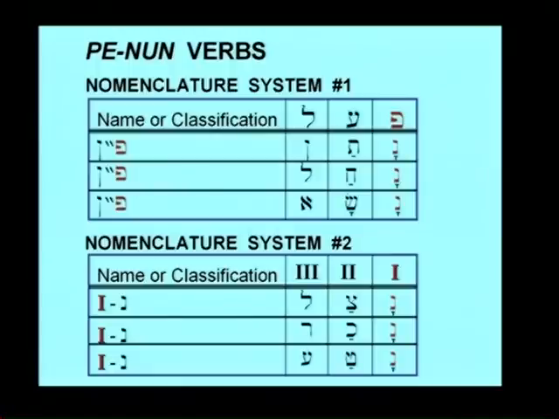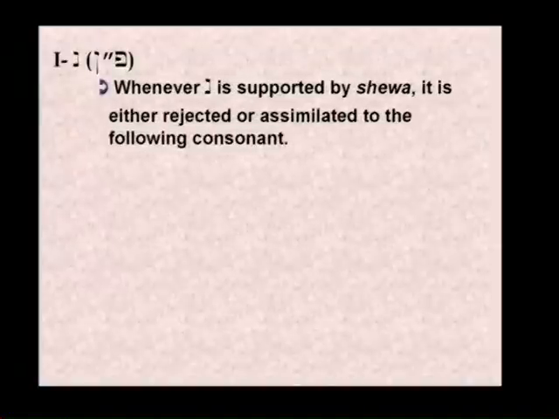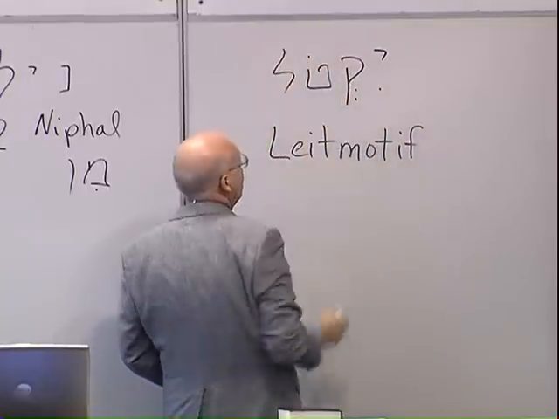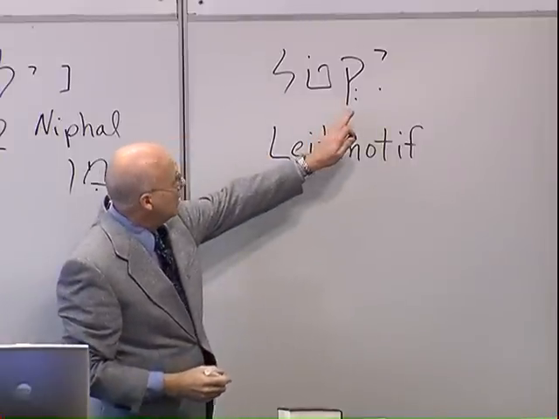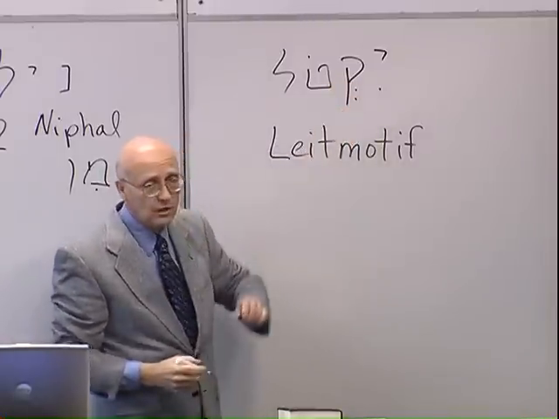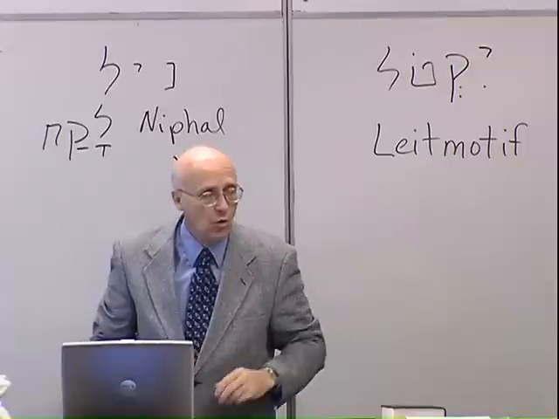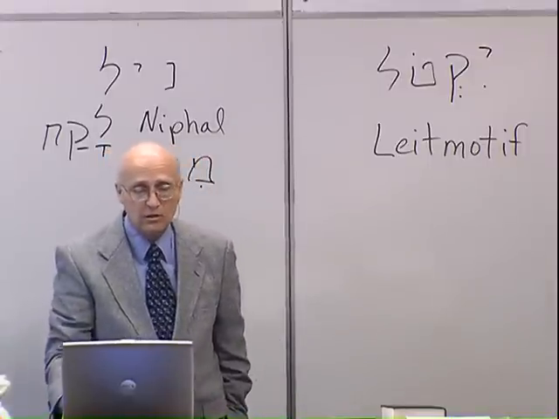And those initial noons, this is on page 161 of your textbook, whenever the noon is supported by a shewa, in other words, if the form in the strong verb would have a shewa under it, like in yiqtol, that's a qal imperfect, third masculine singular. When you see yiqtol, it has a shewa under the first root letter. If you have a verb that has a noon where this qof is, the first root letter, then it will be either rejected or assimilated to the following consonant.